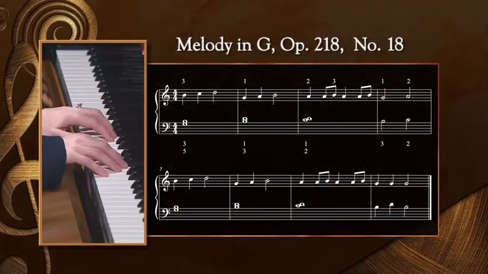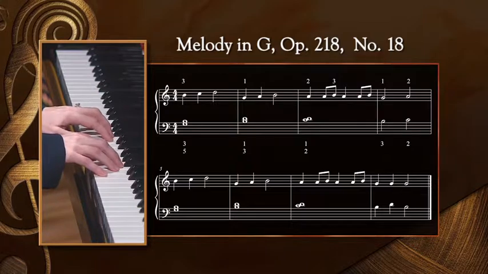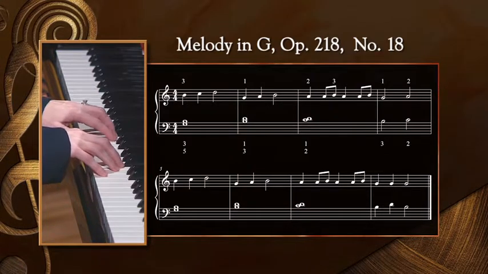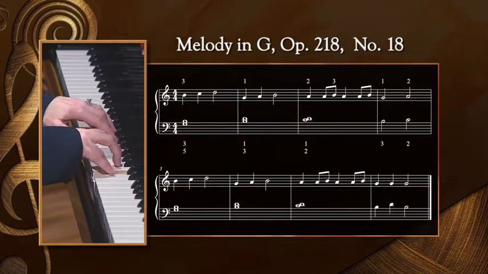Now, let's play the Kohler Melody Opus 218, number 18, that we worked on perfecting at our last lesson. Your hands are in the G major 5-finger pattern. 1, 2, 3, play.